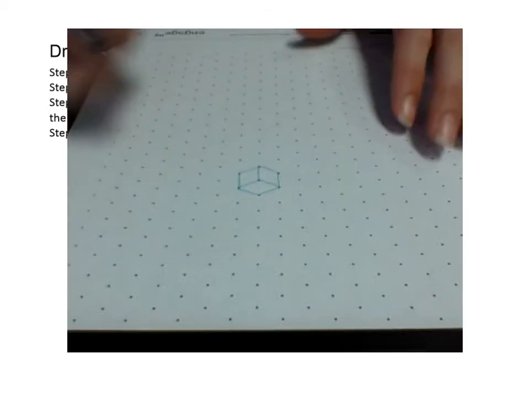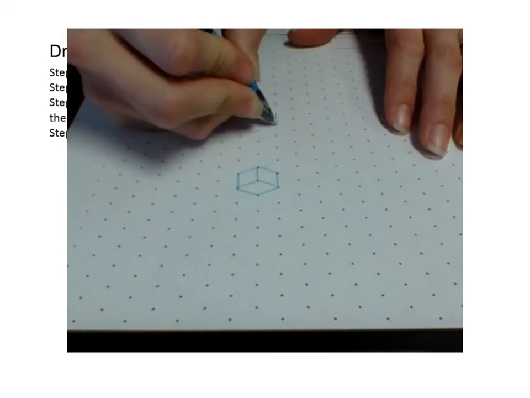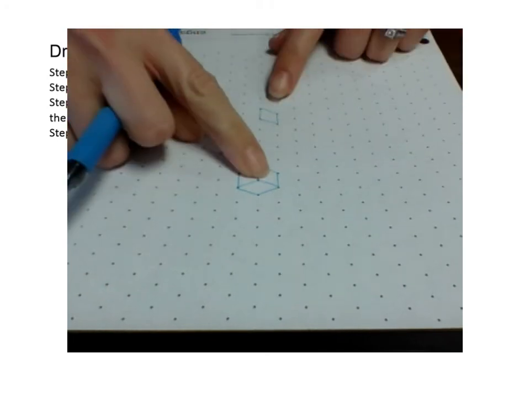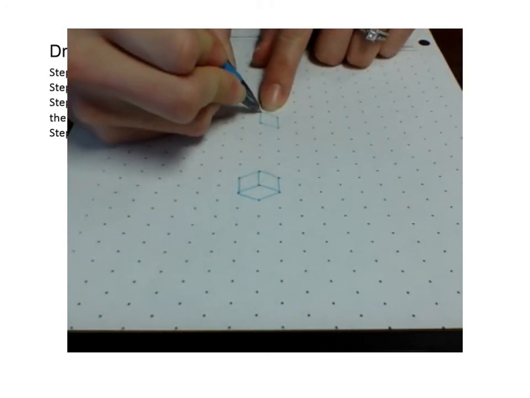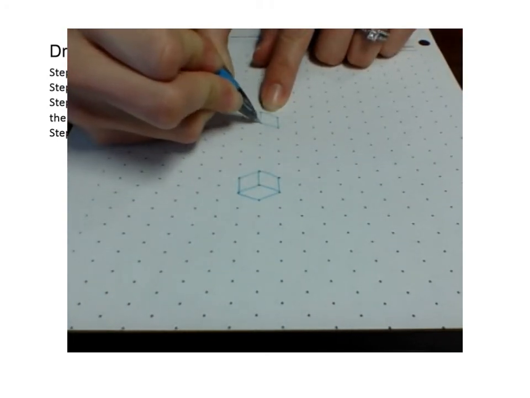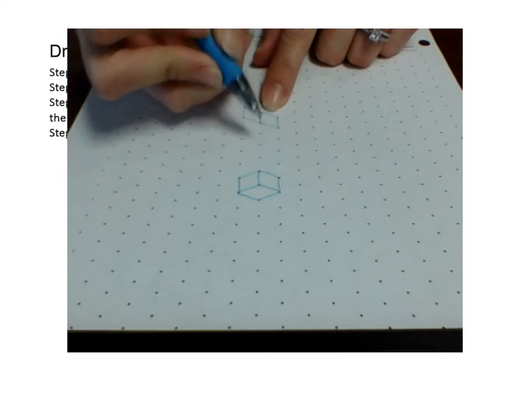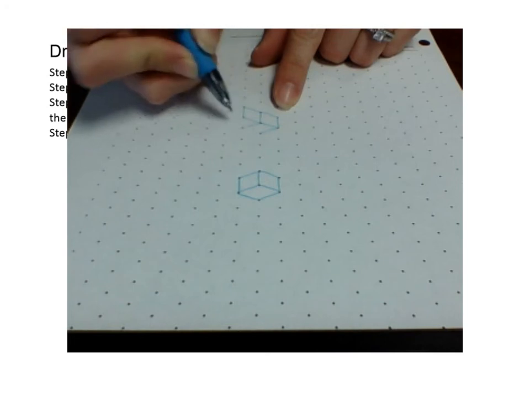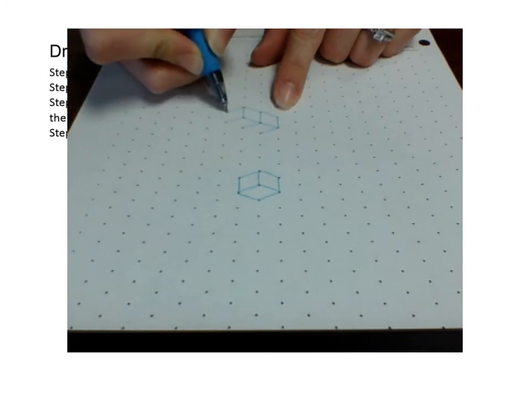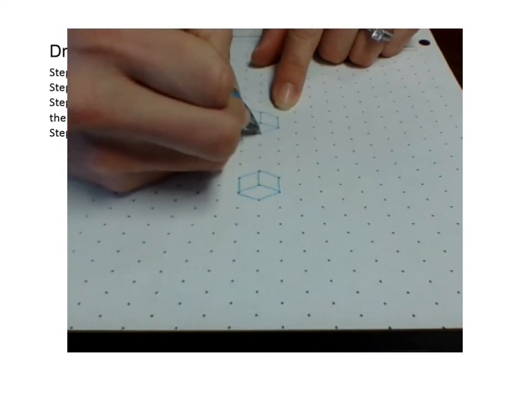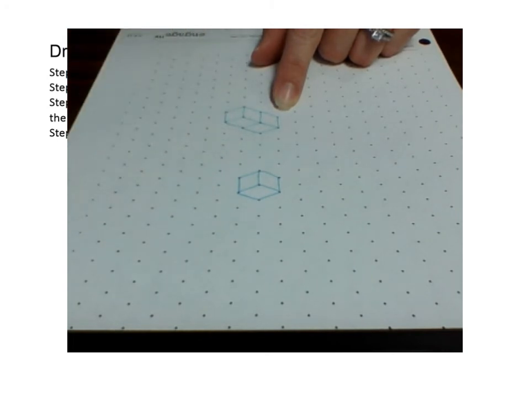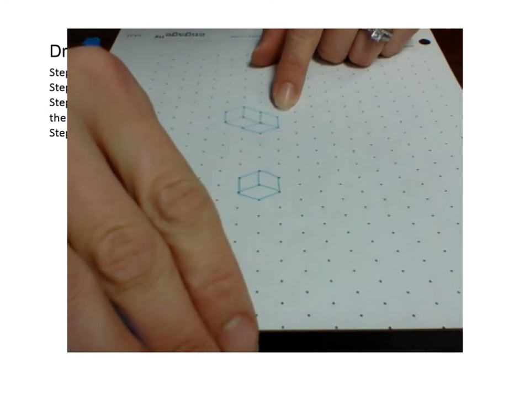So in order to draw 2 cubes, I'm going to draw a rhombus, just like I did when I made the 1 cube. And I'm going to draw another rhombus to the right of that. Now I've got to connect to the right the 4 vertices, 1, 2, 3, 4. And then I've got to make line segments to connect the places that are not connected. And that is how you make 2 cubes.